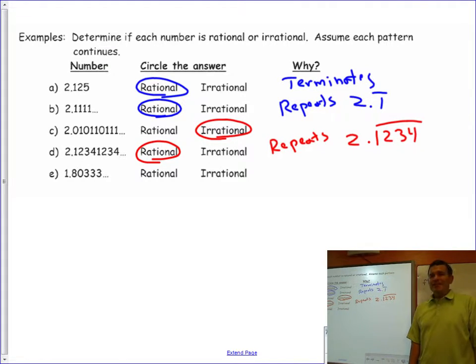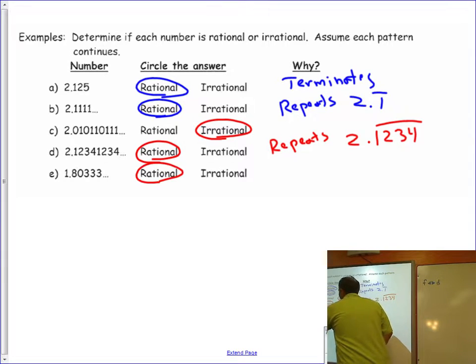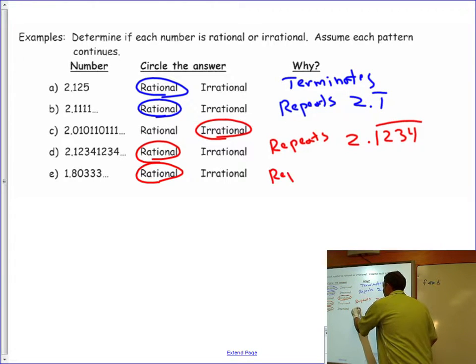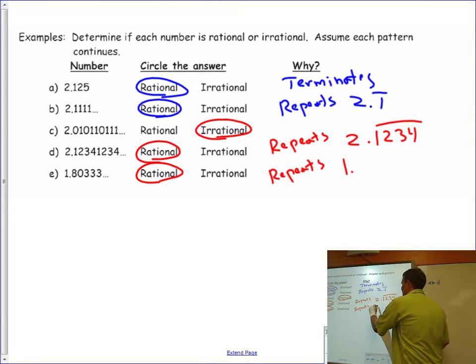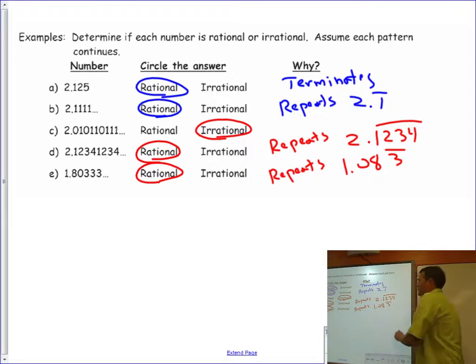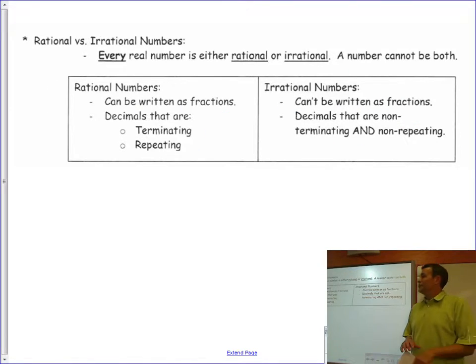And the last one, also rational. It also repeats. The 3 repeats, so it'd be 1.083 with a bar over it. Hope you got those.